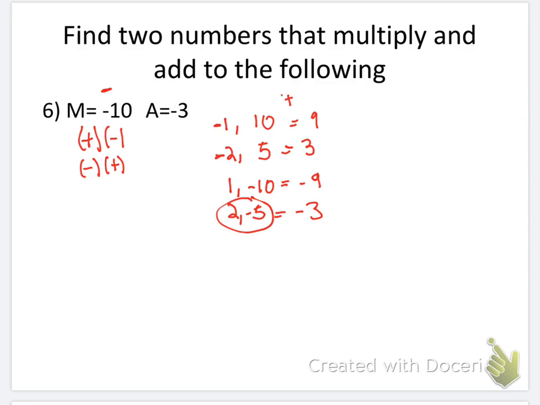But remember, we have to account for both options. So since it multiplies to a negative, either the first term or the second term could be negative. So we accounted for that by showing two different lists. Let's try it again on the next one.